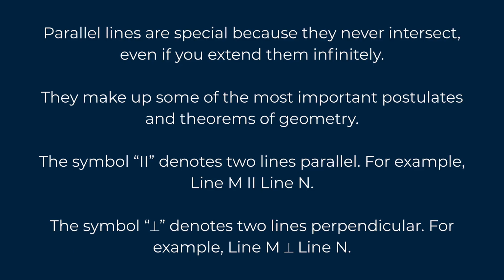But first, before we can see what some of those postulates and theorems are, we have to get some symbols real quick, because these symbols will be really important when we talk about parallel and perpendicular lines. That is the symbol that denotes two lines parallel. Line M is parallel to line N. That symbol denotes two lines perpendicular. For example, line M is perpendicular to line N.